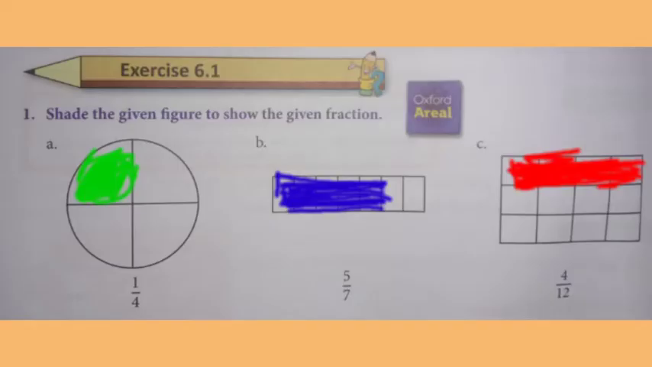Exercise 6.1, question number 1. Shade the given figure to show the given fraction. Bit A, 1 by 4. We need to shade one part out of 4 parts. Bit B, 5 by 7. We need to shade 5 parts out of 7 parts. Bit C, 4 by 12. We need to shade 4 parts out of 12 parts.